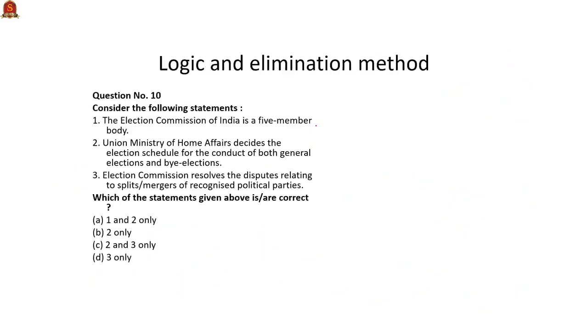Once again, here: the Election Commission of India is a 5-member body. Is it a 5-member body? It is a multi-member body. Some of you may think it is a 3-member body. That is also a wrong statement, because according to the Constitution, it is a multi-member body. Then, the Union Ministry of Home Affairs decides the election schedule for the conduct of both general election and by-election. We know the government will not be responsible, it is completely the Election Commission.